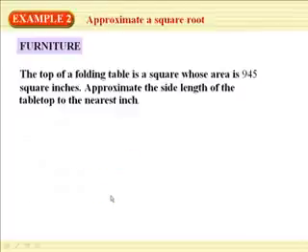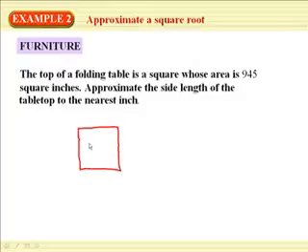A folding table is a square whose area is 945 square inches. Approximate the side length of the tabletop to the nearest inch. So they're telling us the tabletop is a square. Okay, they're telling us the area is 945. So we have to figure out what times what would get us that number. So let's just start going through and looking at square numbers.